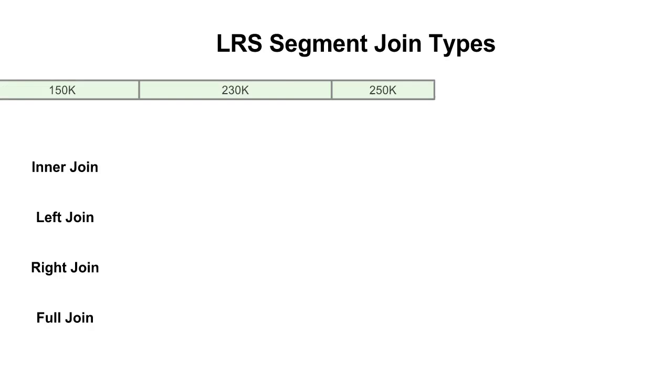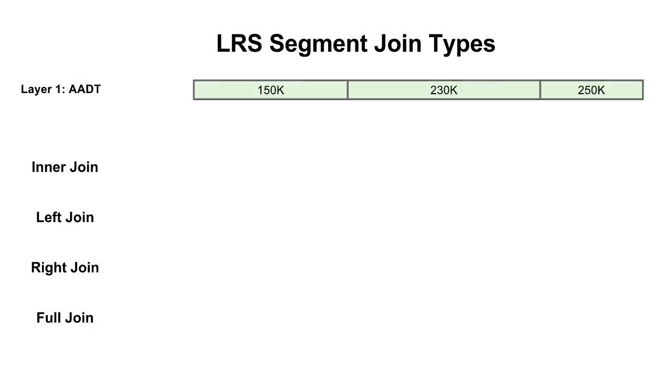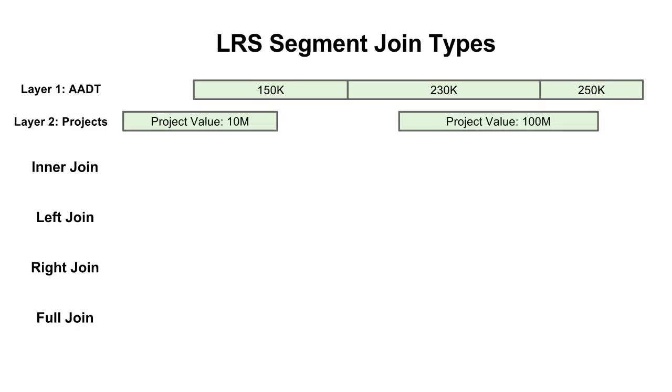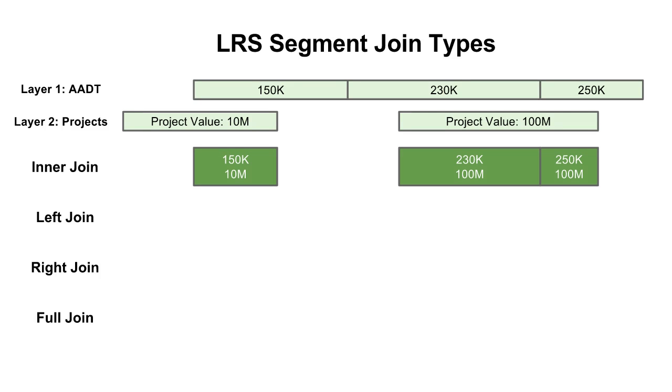We'll start with 2 layers, an AADT layer and a projects layer. If you select an inner join, the result will be the records occurring on the route only where the selected layers overlap. Notice, though, how the resulting records are dynamically segmented to reflect changes in the layer value combinations.